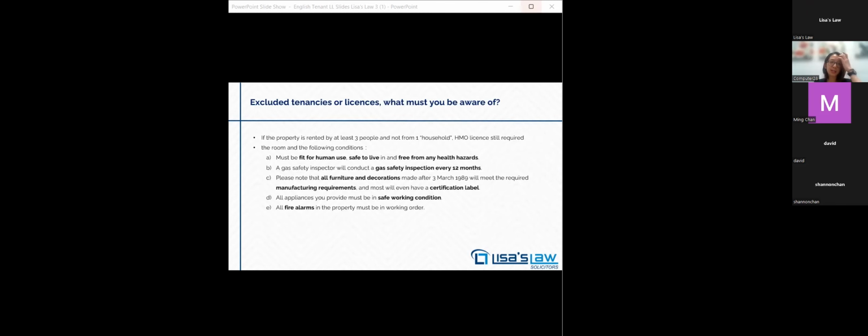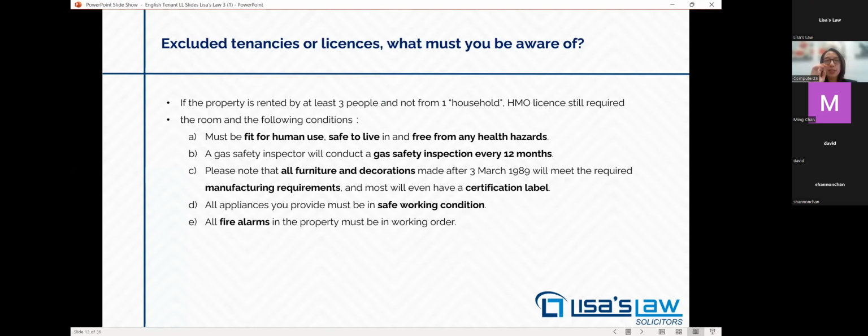Okay, next. As for excluded tenancy, which you do sometimes come across, let's say your son is staying in your property after 18 and you do not take rent. They are an occupier, you can actually kick them out anytime. But in that sense, what are your duties if you're a landlord staying with someone who is an occupier, excluded tenancy or licensee?